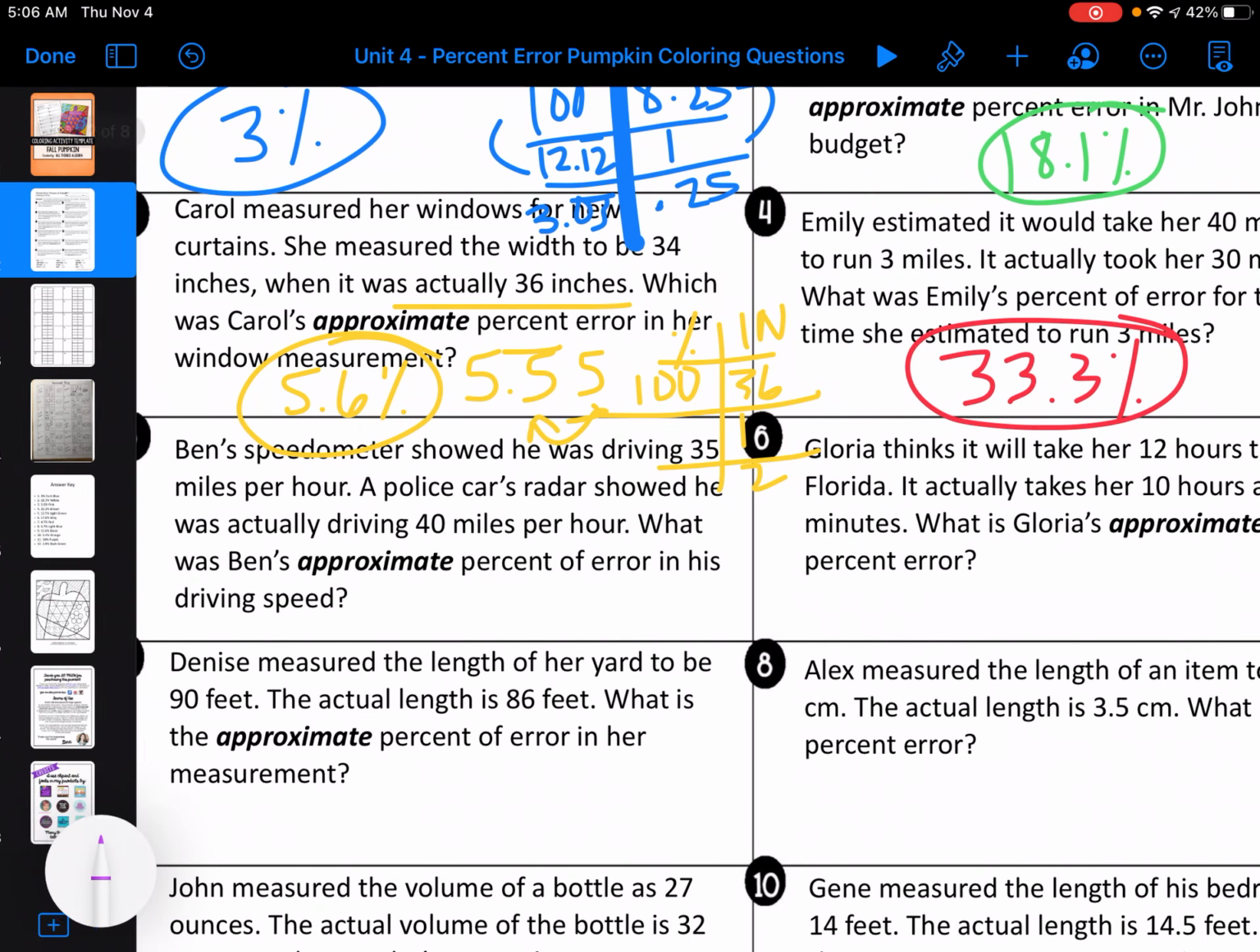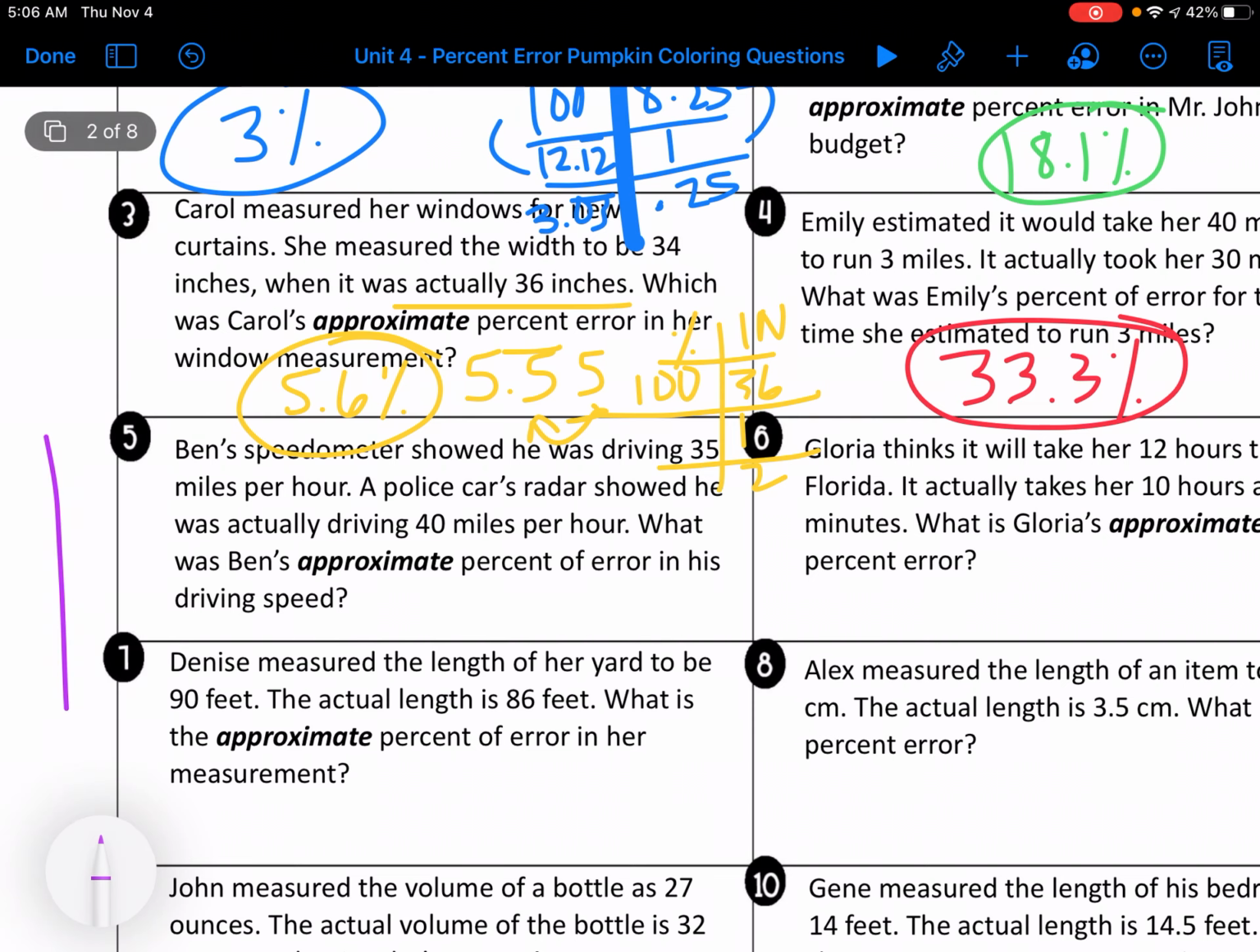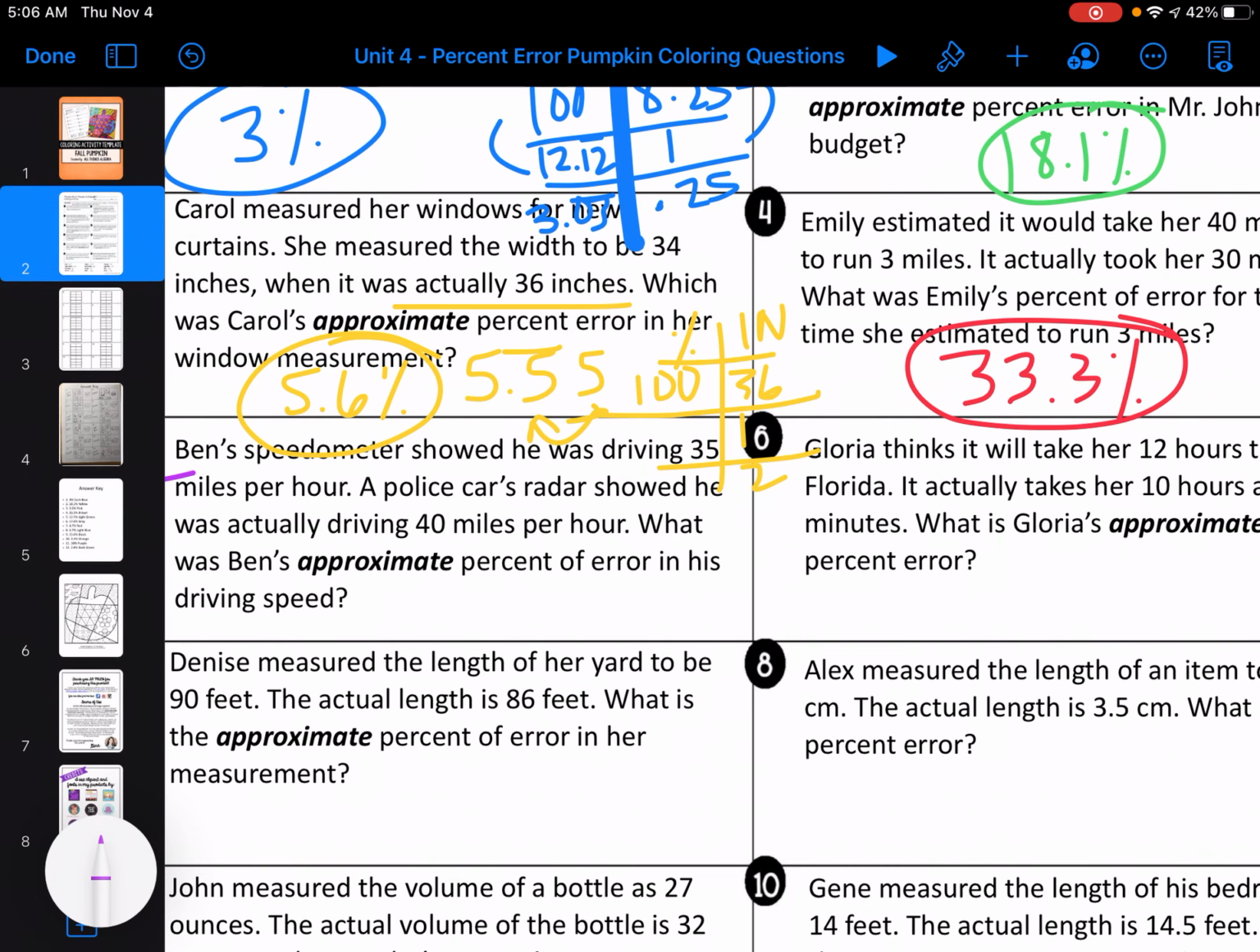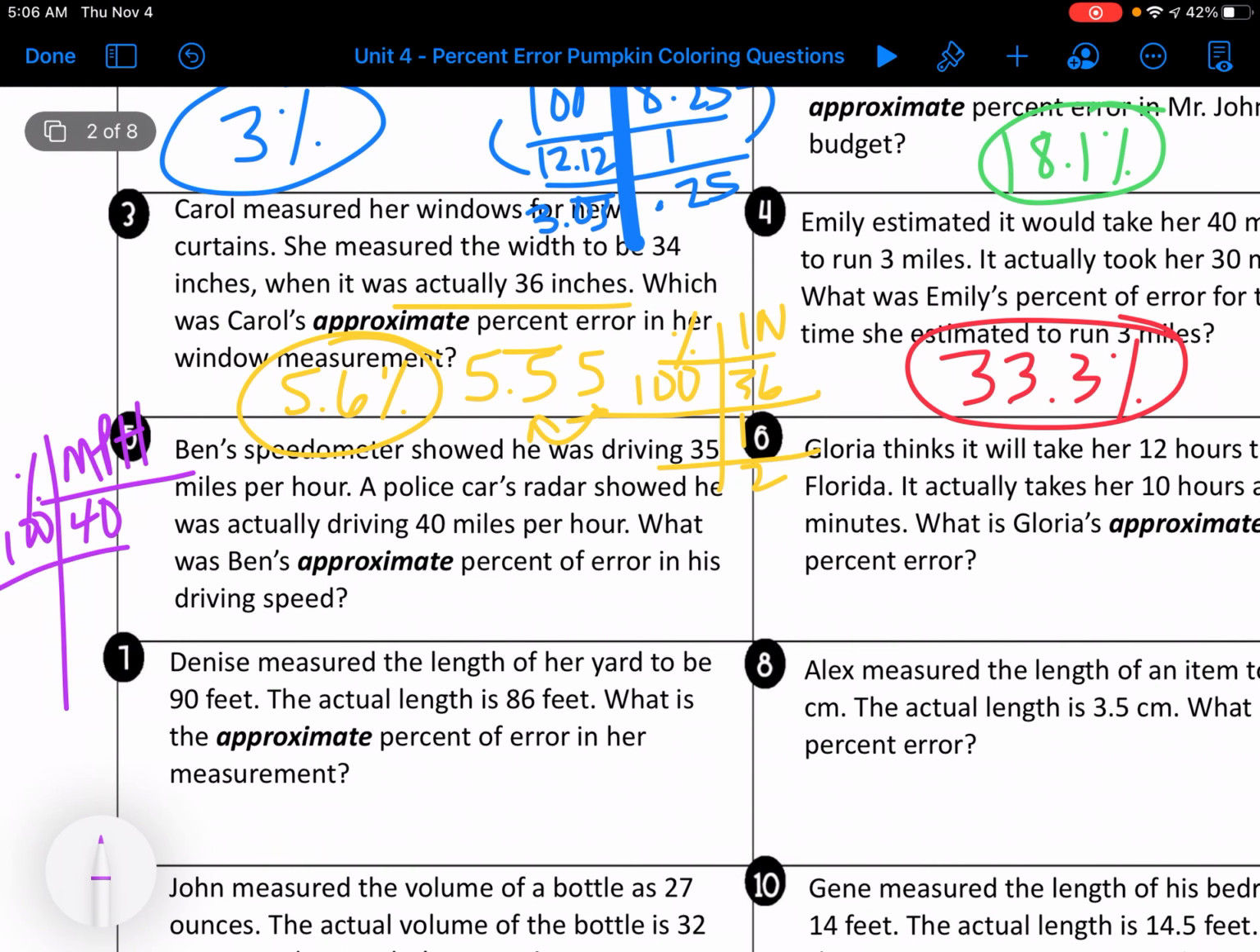So I know that I got my percent and I got my miles per hour. I know that 100 would be the 40 because that's what it was actually going. Okay, I know that the difference between the two is 5 miles. So I'm going to divide by 40. So on my calculator, I'm doing 100 divided by 40, and I get 2.5. And then I'm going to multiply by 5, and I get 12.5. So the difference is 12.5%.